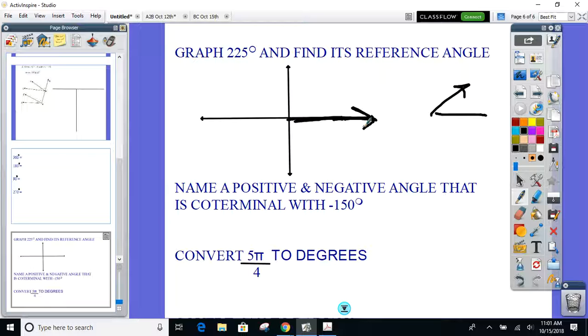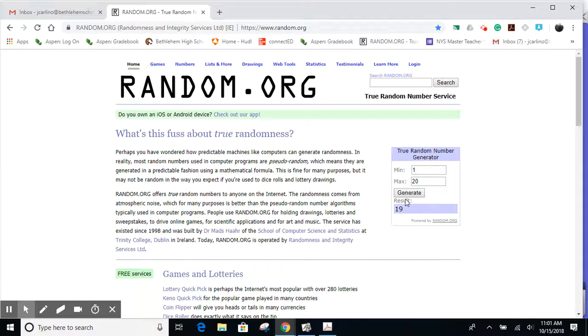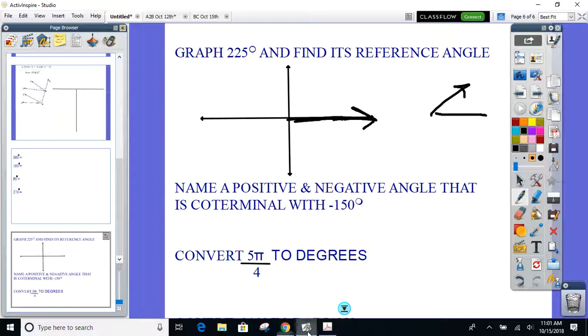One side's going here. Where's 225 degrees? Quadrant 3. Here's 180. Here's 270. Probably going to be closer to... Actually, I think this one's right down the middle, halfway in between.